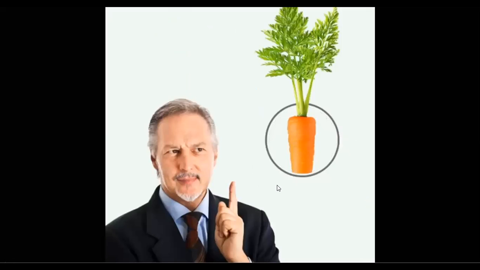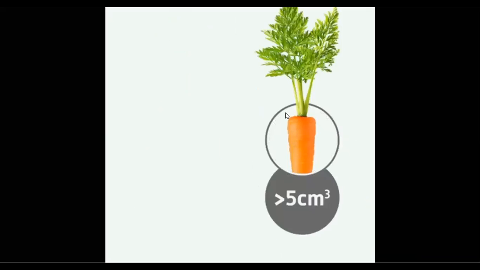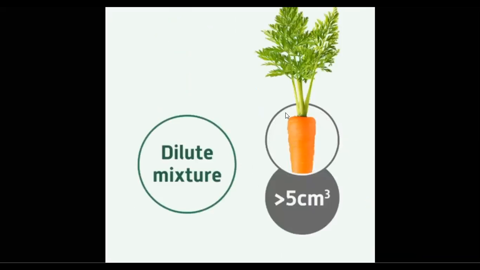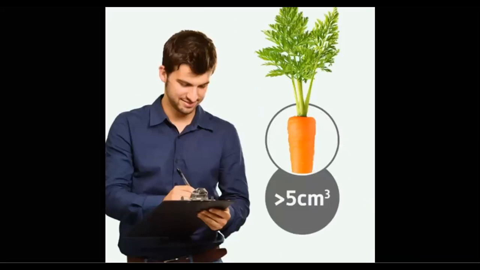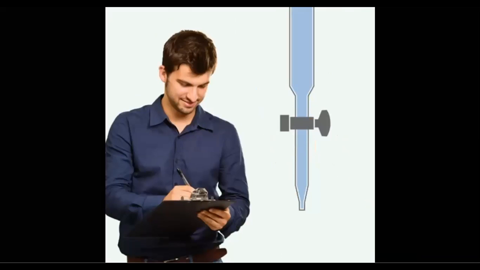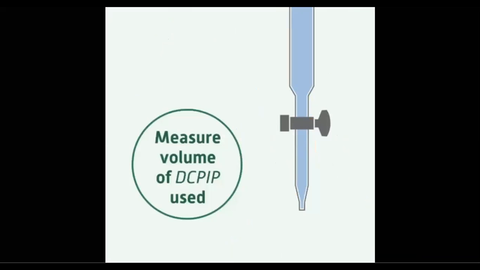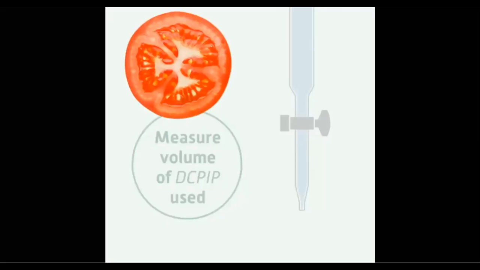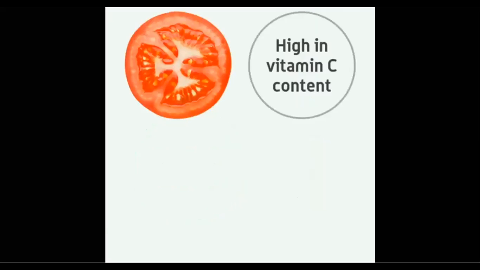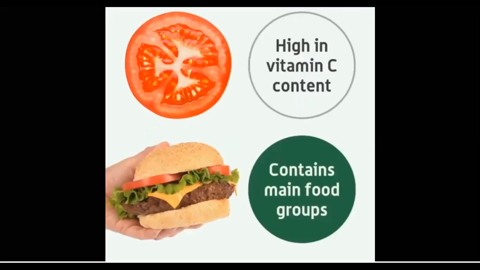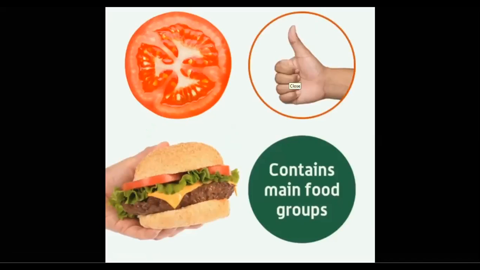But beware, if the food you're testing has a strong colour or more than 5 centimetres cubed of DC-PIP is decolorised, you need to dilute the food mixture. You can use this test to compare the amounts of vitamin C in different foods by using a burette to measure the volume of DC-PIP needed to decolorise the foods. The test shows that the tomato is quite high in vitamin C content. So our cheeseburger contains all the main food groups: starch, sugars, protein, fat and vitamin C. At least one part is good for you.